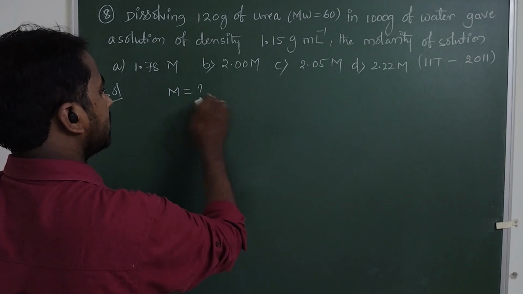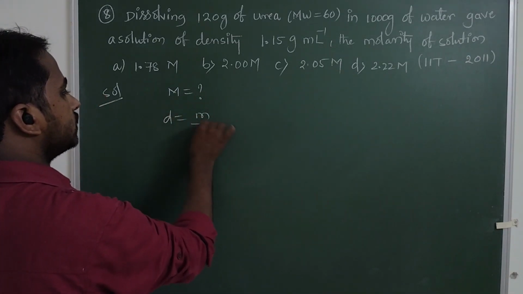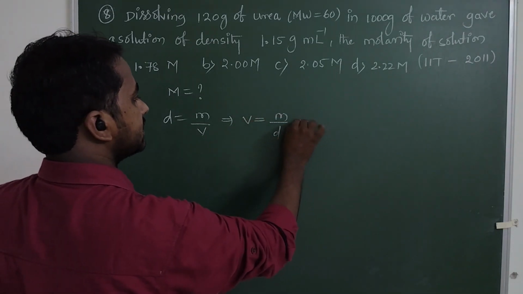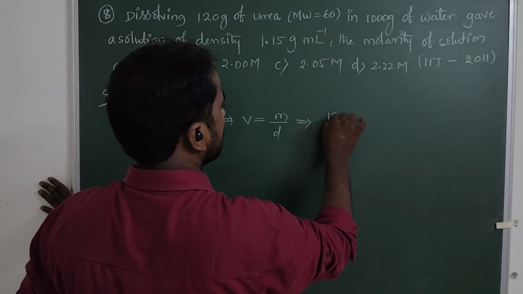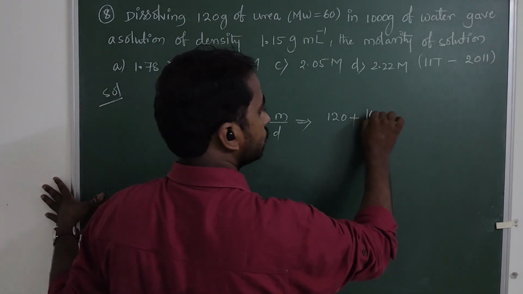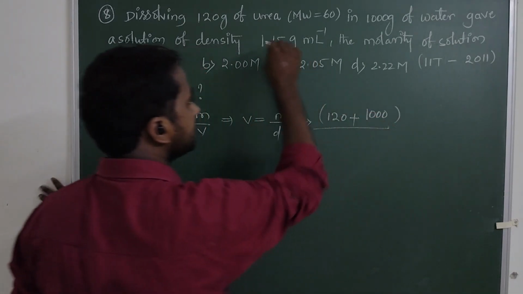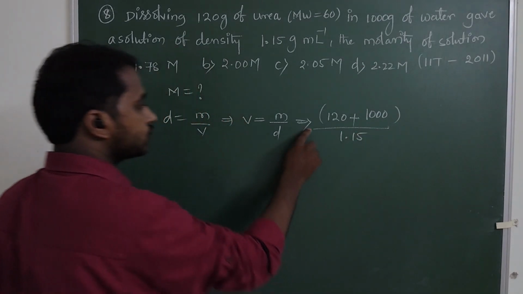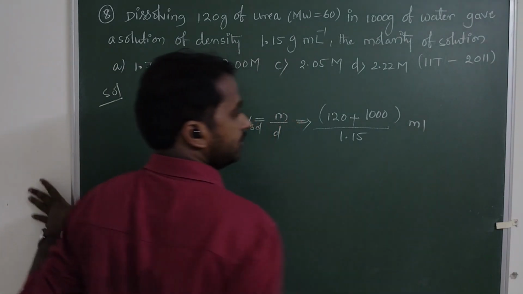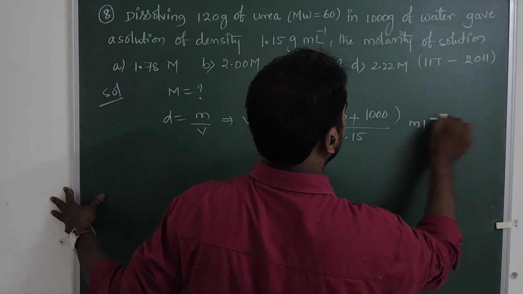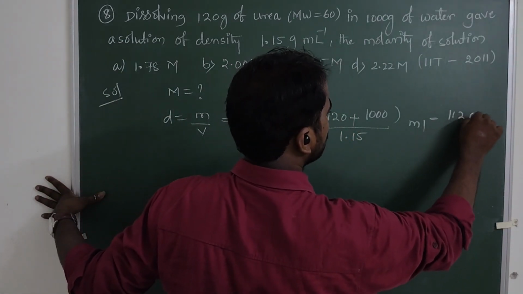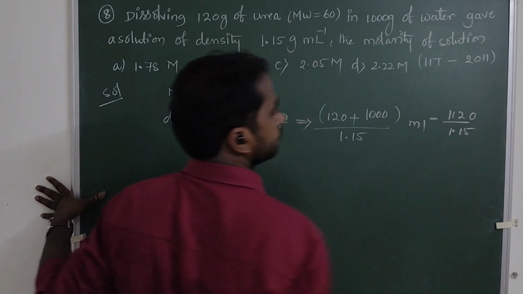First of all, density is equal to mass by volume, so volume is equal to mass by density. Here the mass is 120 grams of urea plus the weight of water, which is given as 1000, divided by the density, which is given as 1.15. This gives the volume of the solution in ml. So we can write it as 120 plus 1000, so 1120 by 1.15.